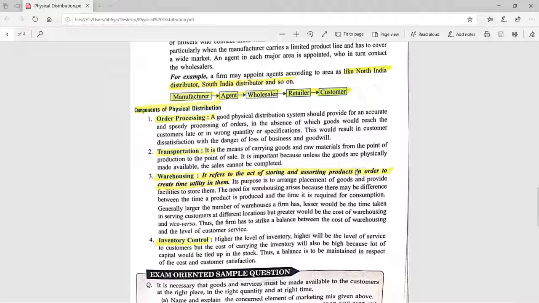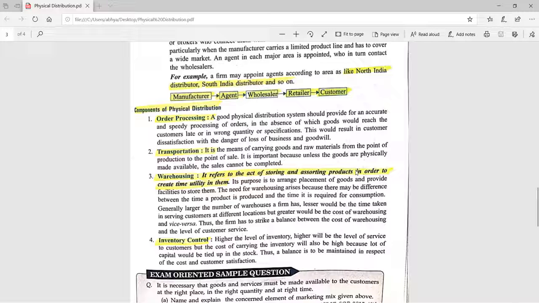But you have to always keep in mind the cost of warehousing, because it will also increase the cost. So the firm has to decide, the main important thing is this, that you have to strike a balance between the cost of warehousing and the level of customer service.